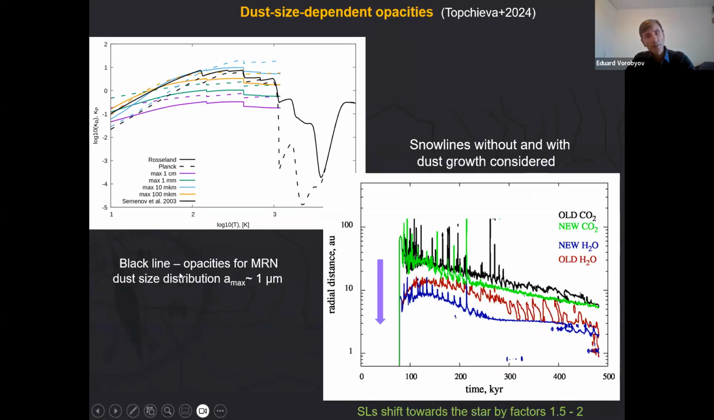So the standard, for instance, the Semyonov opacity here is the black line, but it's for the MRN dust size distribution. So basically the maximum size is about 1 micron, typical for the interstellar clouds. And as the maximum dust size increases, the opacities change. That's not a translation up or down, they really change the slope. And the immediate effect is that the inner disk regions become cooler and the ice lines become closer to the star if we consider dust growth.